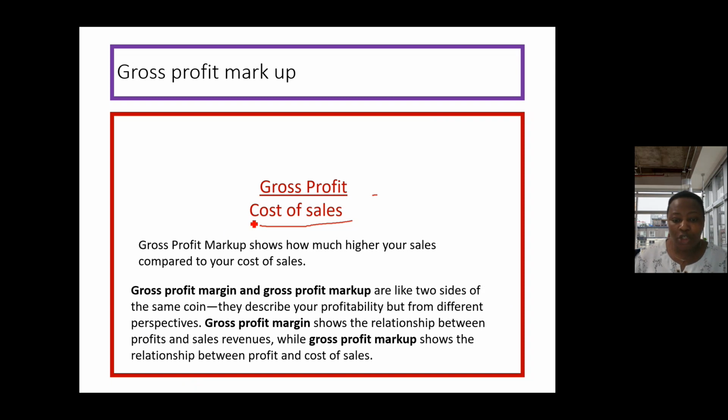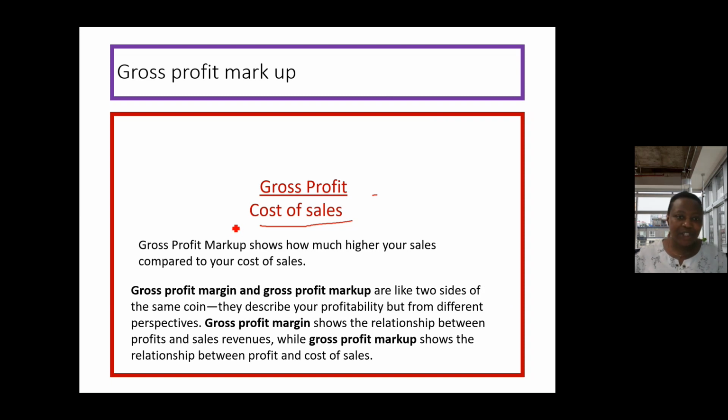So what we're doing here is that you just pick your gross profits and divide that by your cost of sales. And the higher, the better, because we want to make profit. We want our profits to be higher.